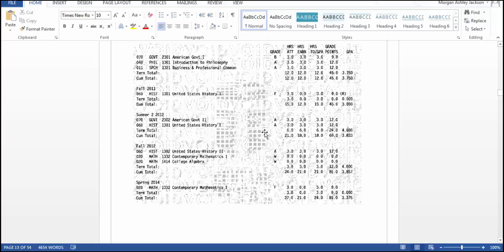So if we didn't know what college this came from, or we had a situation where this college was not listed on the page we looked at before, we would have to make our best guess. Now, some courses are going to be more obvious than others. For example, we know that United States History 1, which he first took in fall of 2011, is probably going to be the equivalent of our own History 1111. But we do want to be careful because, as you can see, his first attempt, he made an F.